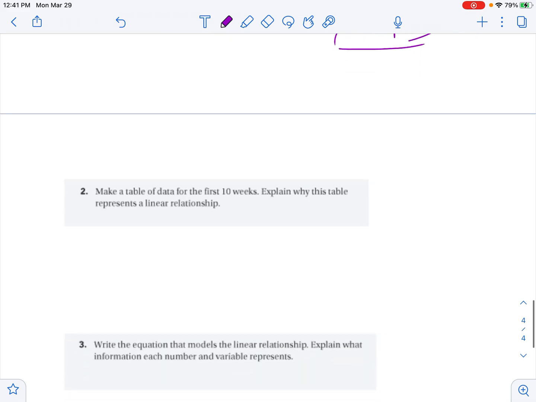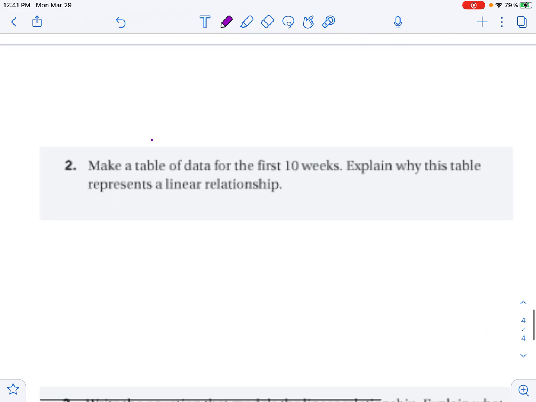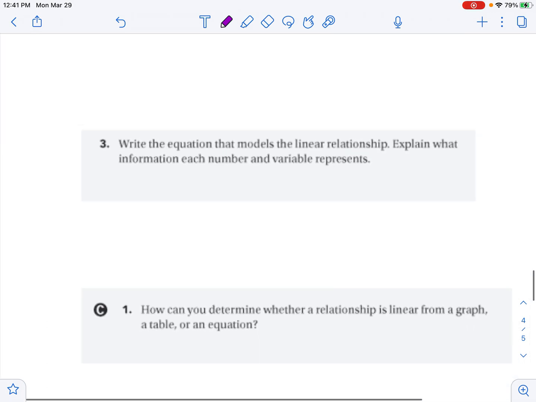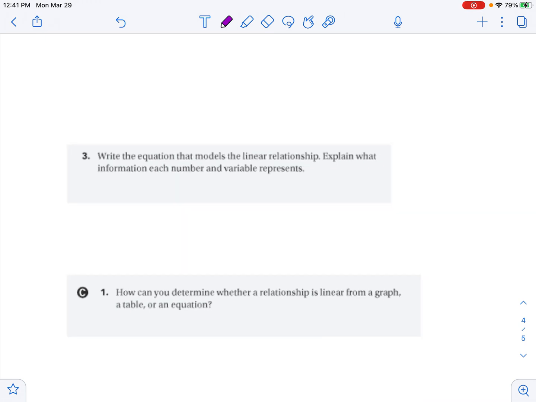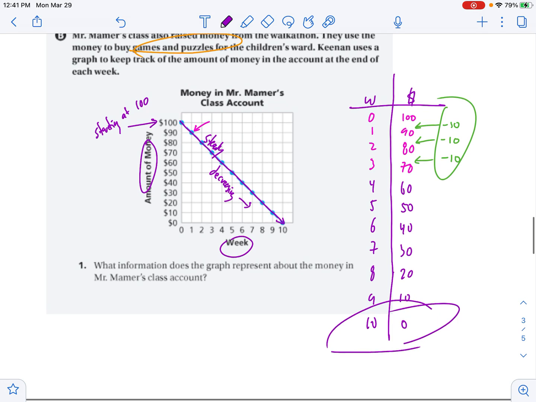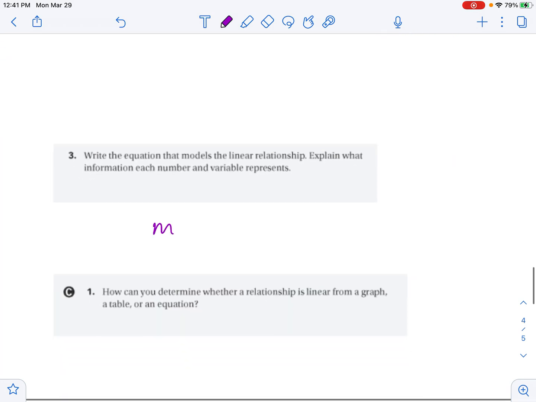More books. So, make a table. Check, check. We did that. First 10 weeks. Check, check. Why is it linear? We talked about that. So let's write an equation. Money, yep. That is my dependent variable. That's the one hanging out over here. We call it dependent variable because it depends on what week you're talking about. How much money in the account? Well, it depends on what week we're talking about. How much money do we have left? It depends on the week we're talking about.